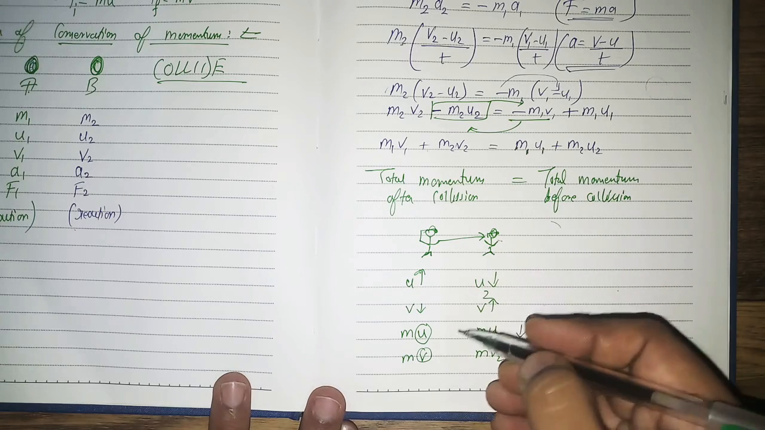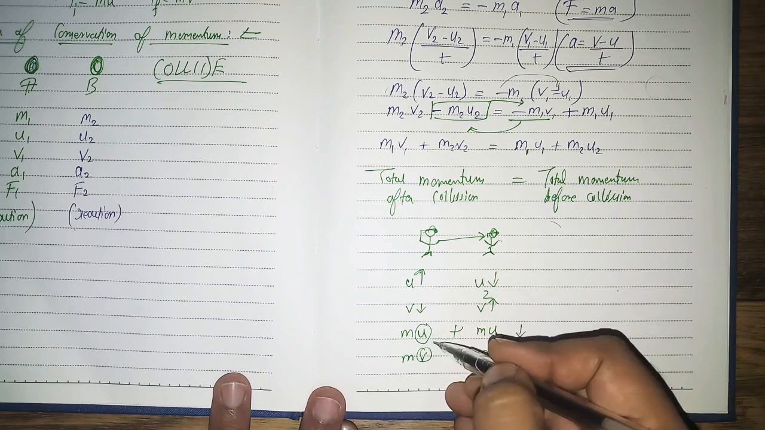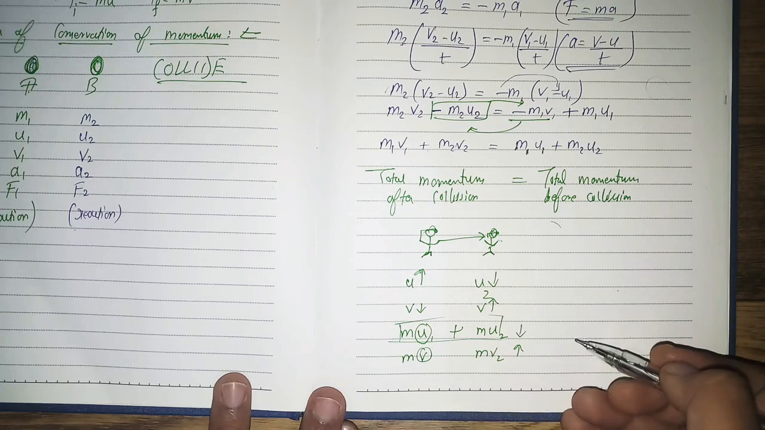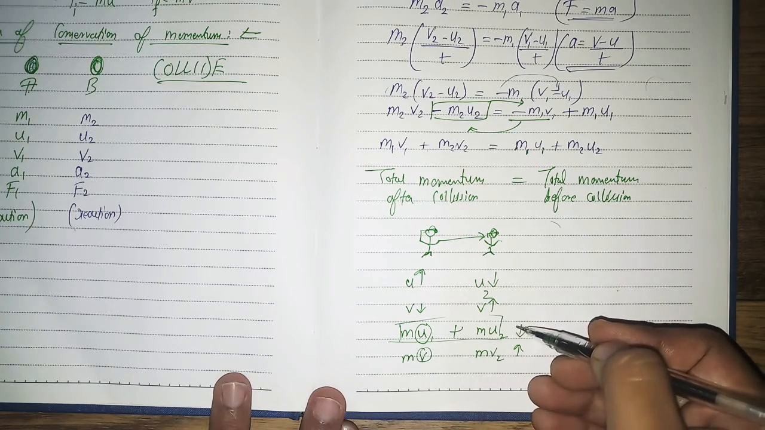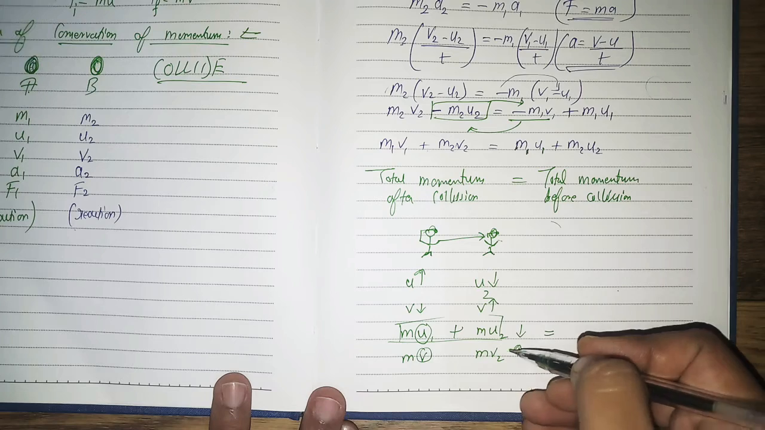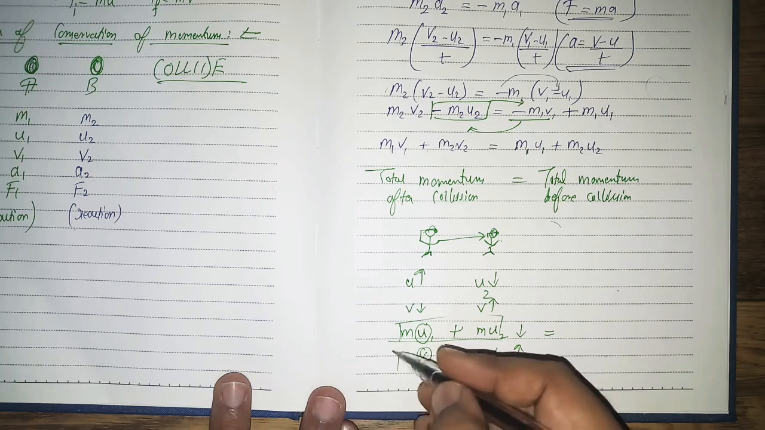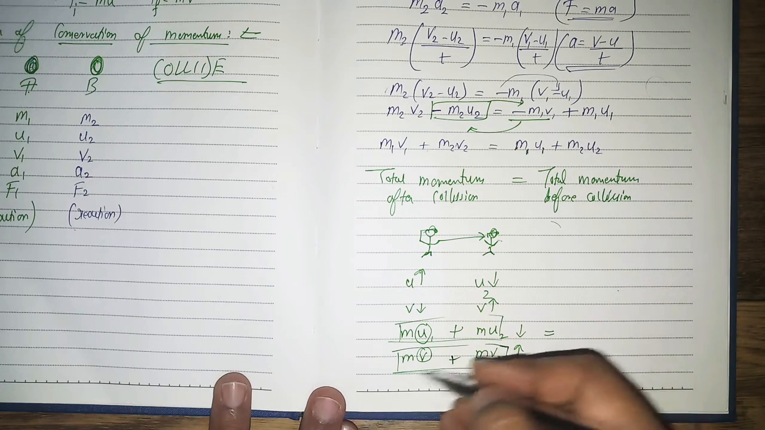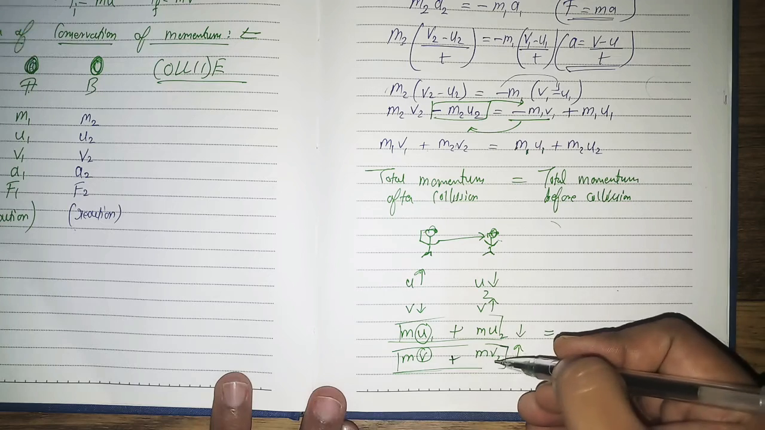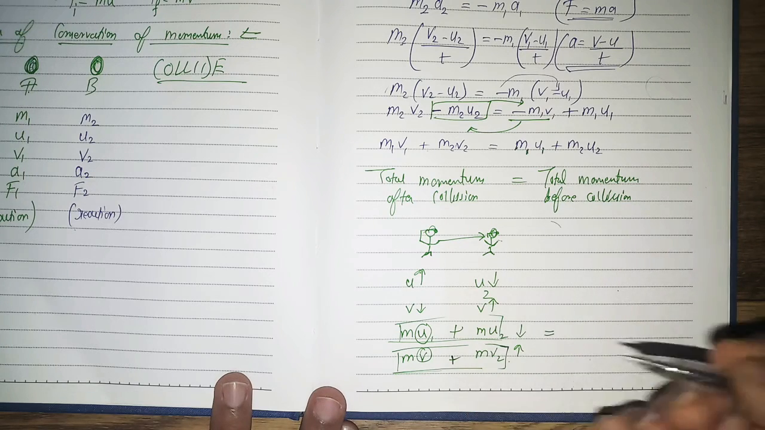So if we add the initial momentum of both of these, this one more, that one less, it will be equal to, after the collision, the sum of their final momentum. This time this one more, that one less.